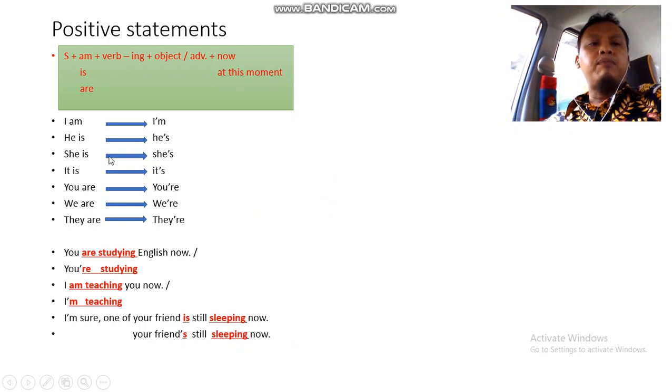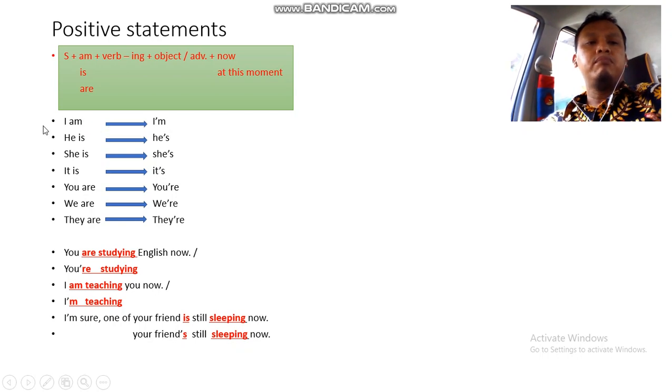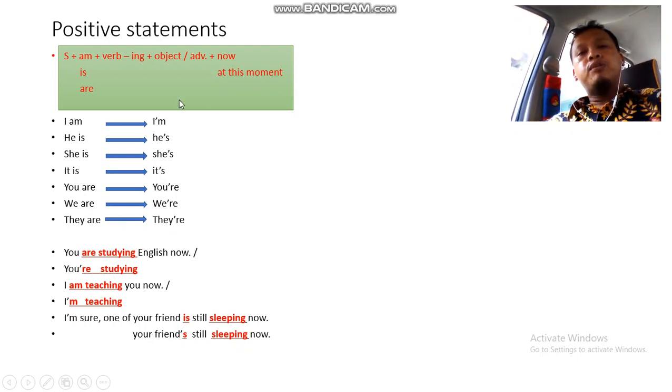After the subject and verb be, they are shortened. For example, I am comes into I'm. He is is shortened into he's. She is is shortened into she's. It is is shortened into it's. You are is shortened into you're. We are is shortened into we're, and they are becomes they're. By looking at this pattern, look at some examples using these variations.